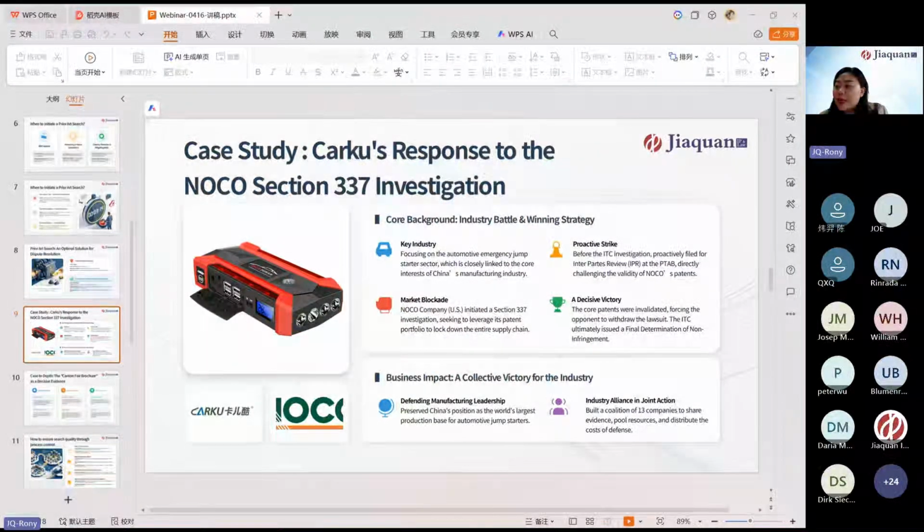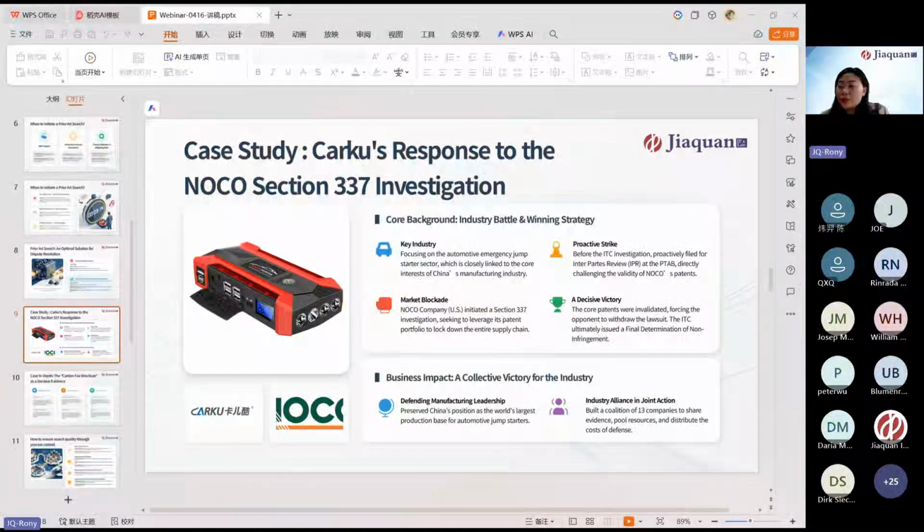sophisticated. They proactively initiated an IPR at the PTAB before the opponent formally launched the investigation. The final result was that NOCO's core patent was declared invalid, and the investigation ended accordingly. This successful invalidation not only saved Carco, but also protected 12 other companies.